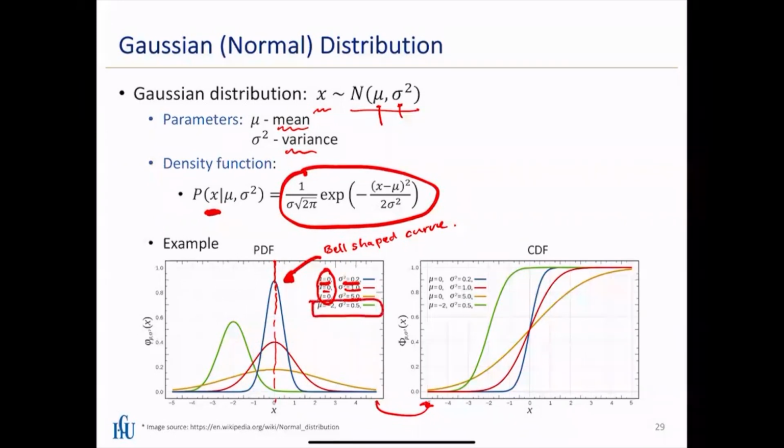If you look at the green curve over here, the mean parameter value is -2. Again, this green curve is centered around -2, and its sigma square value is 0.5. So the width of this one is somewhere between the blue one and the red one.